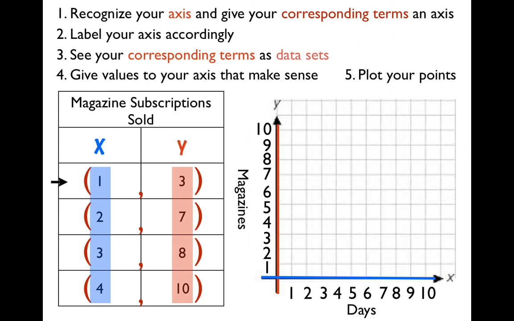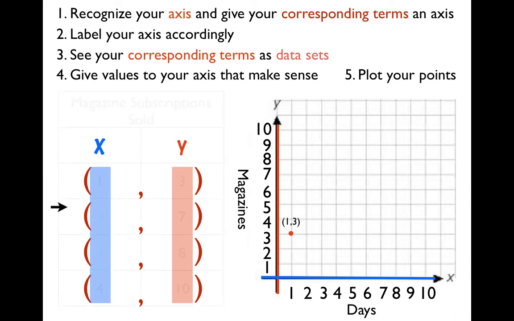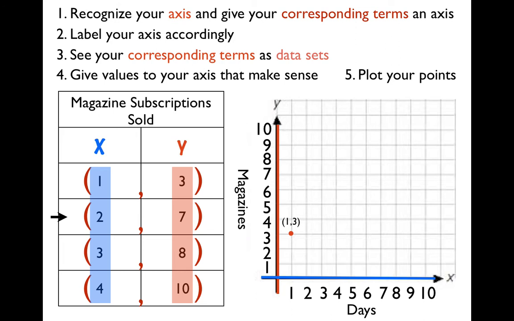So I'm going to plot 1, 3. I'm going to come over 1. I'm going to go up 3. And I have 1, 3. Next I have 2, 7. I run 2 and jump 3. I mean 7. My fault there.